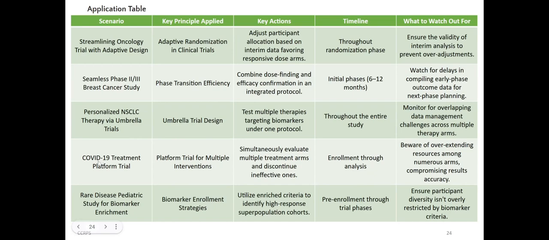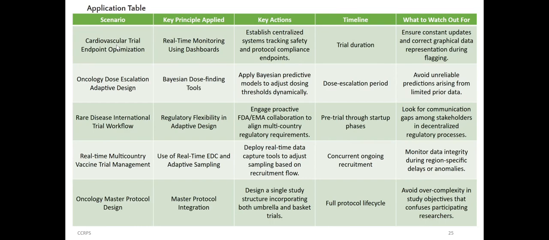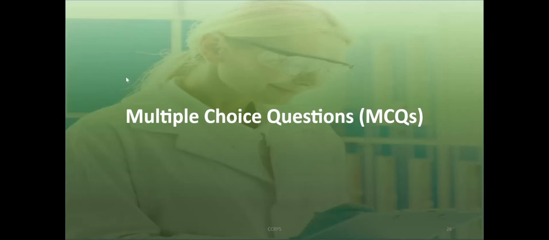via umbrella trials, COVID-19 treatment platform trial, rare disease, pediatric study for biomarker enrichment. Continuing with scenarios, we have cardiovascular trial and endpoint optimization, oncology dose escalation, adaptive design, rare disease international trial workflow, real-time multi-country vaccine trial management, oncology master protocol design, and then we will revise what we have covered through this lecture through some multiple choice questions or MCQs.